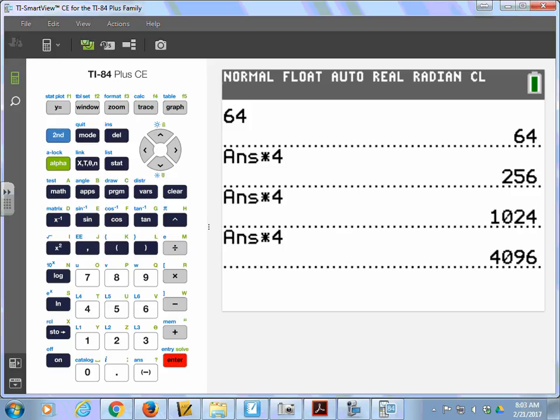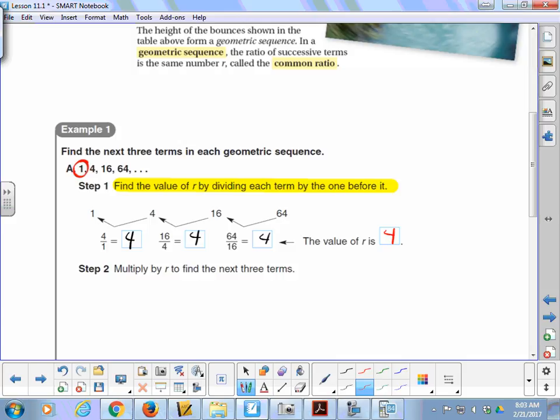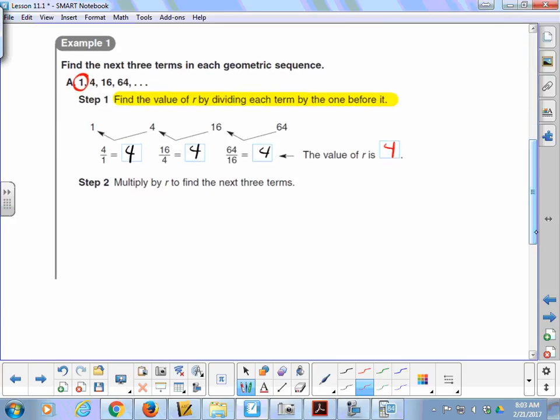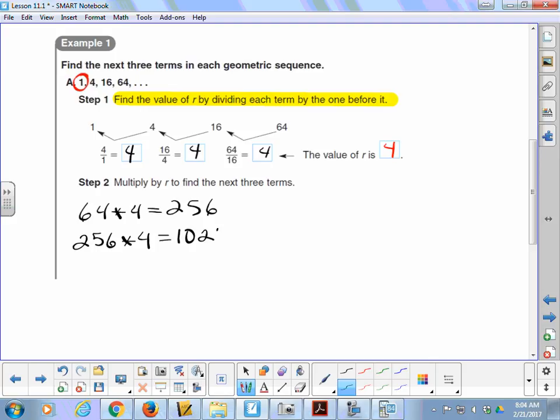So our next 3 terms are 256, 1024, and 4096. All right, and there's our next three terms.